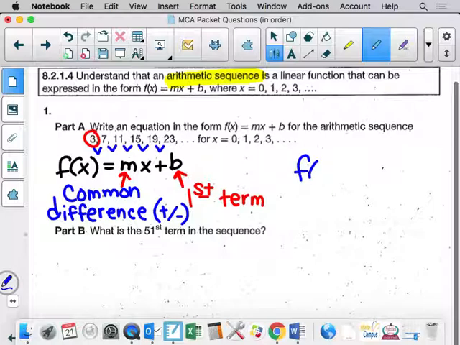So now I can write my equation over here. m is positive 4, it's going up 4 every time, and b is 3, the first term in the sequence. So f of x equals 4x plus 3.